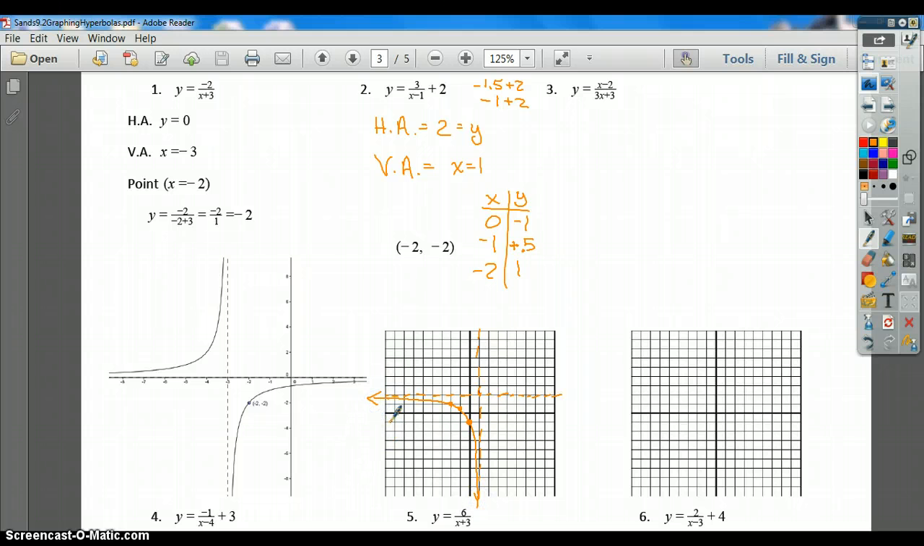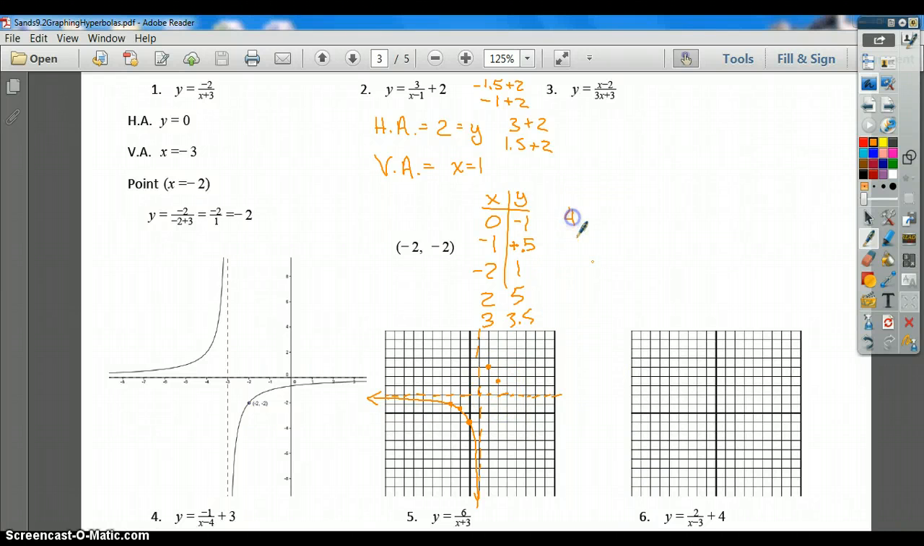Okay? Now I know it's going to mirror up here, but it helps if I have some points to work with. So I'm going to put positive 2 in. If I put 2 here, I get 2 minus 1 is 1. So this is 3 plus 2. This is 5. So 2, up 5. Put 3 in. Okay, so I have 1.5 plus 2. That's 3.5. And I'm here, 3, 3.5.